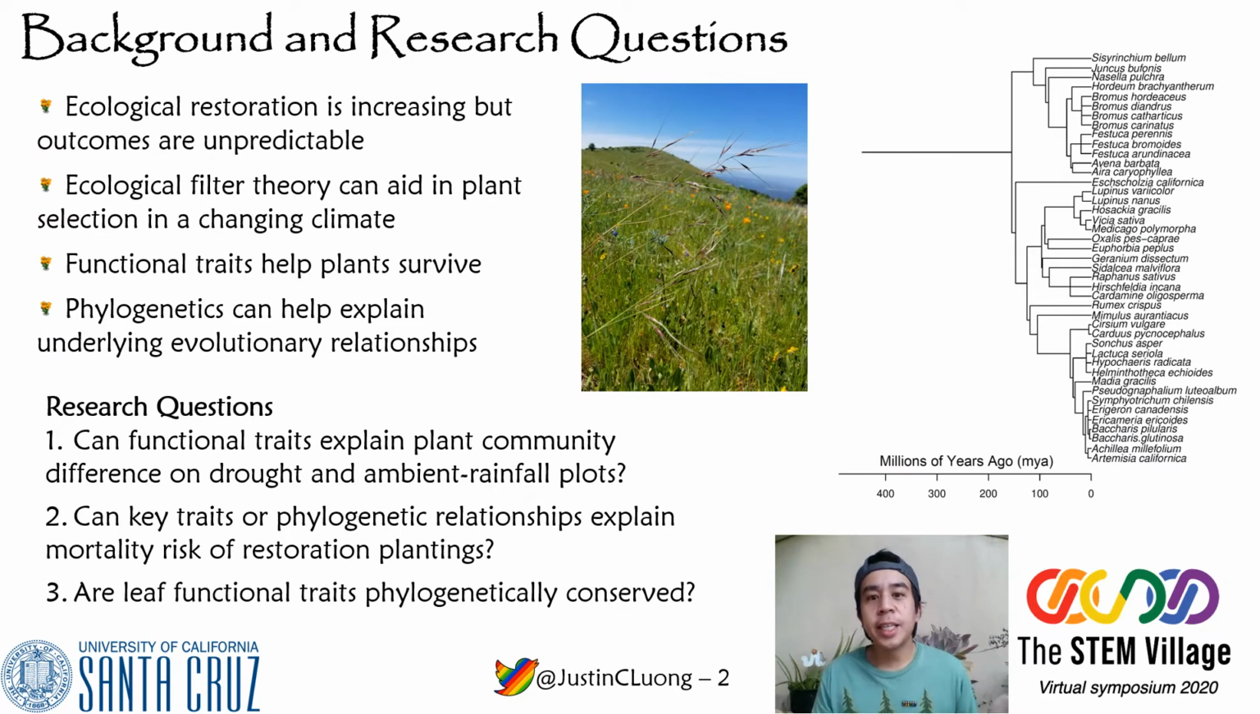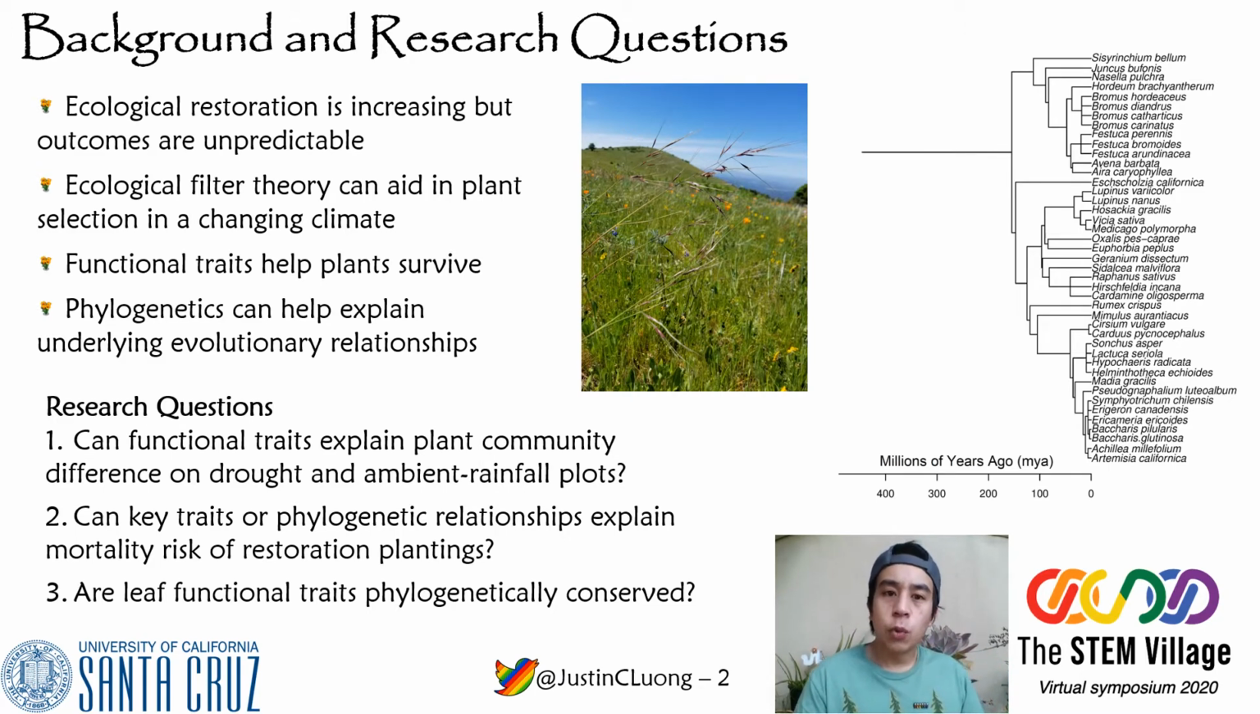Ecological restoration is needed to meet increasingly ambitious conservation targets in future years, but it's expensive and can have unpredictable outcomes. Ecological filter theory predicts that plants have to first withstand abiotic filters, then biotic filters, to successfully establish and reproduce in new environments. Functional traits are plant characteristics which could be morphological, physiological, or phenological, and they respond to environmental variation and help plants survive.